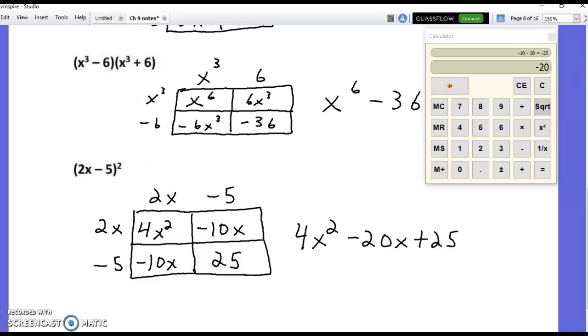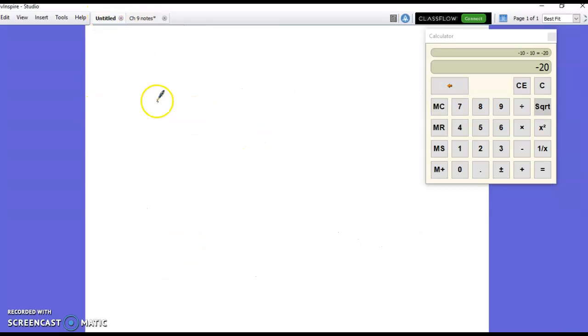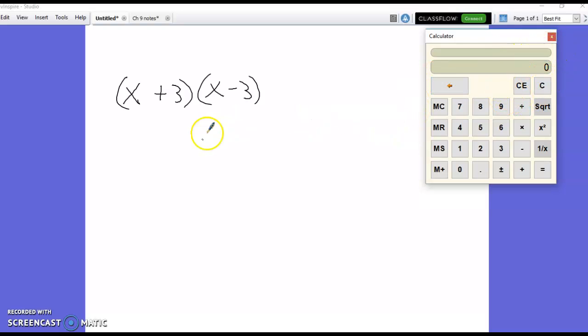And I'm going to make up one more problem just for practice. We're going to call this x plus 3 times x minus 3. So again, kind of like that other example where it looks the same, but the only thing that's different is the signs. So go ahead and pause the video here and try that on your own. So I'm going to go ahead and set that up. So we're doing our box method again.